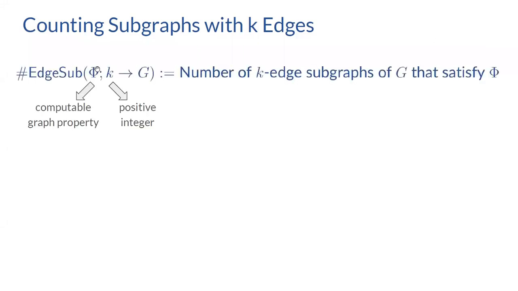Formally, given a graph property phi, a positive integer k, and a graph G, we will be interested in computing the number of k-edge subgraphs of the graph G that satisfy the property phi. And we denote this number by #EdgeSub(phi, k) of G.